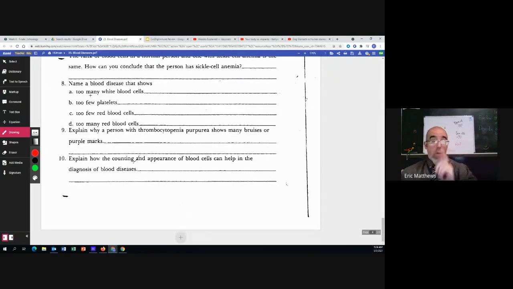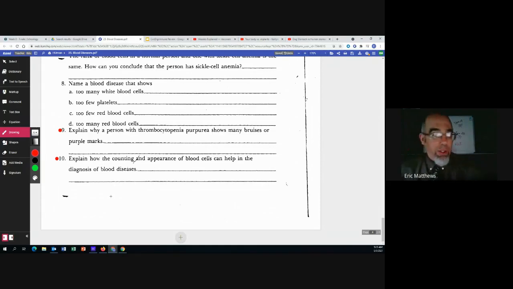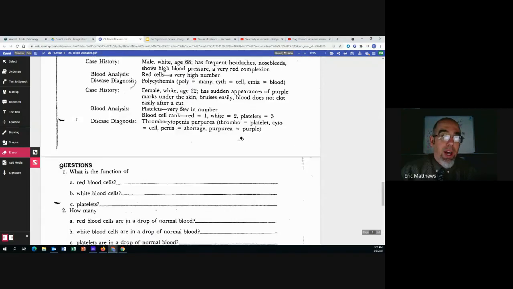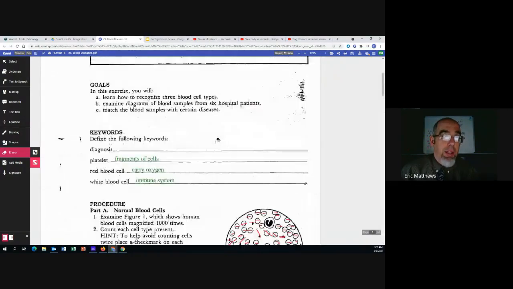The only new questions are number 9 and number 10. And number 10 really goes back, there goes the lights, into the diagnosis. What is the definition of diagnosis at the beginning? Number 9, I'm excited to see what people come up with for that. Once again, it isn't challenging, but you're going to need to figure out why would they be bruised and covered in purple marks if they have thrombocytopenia.